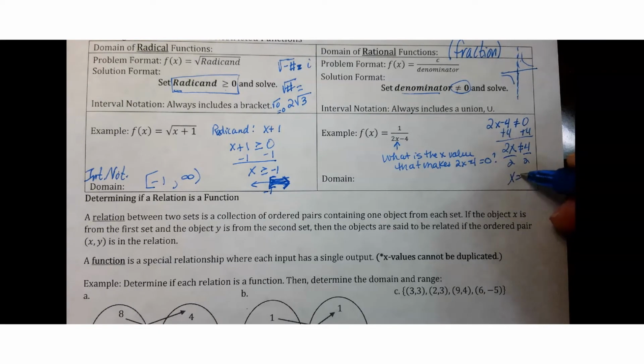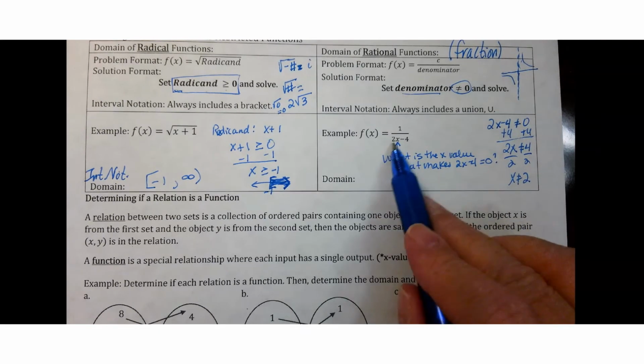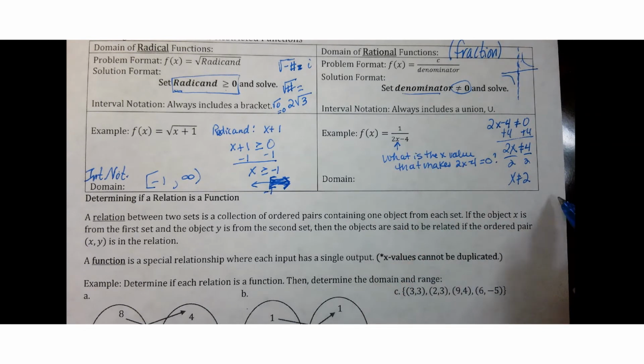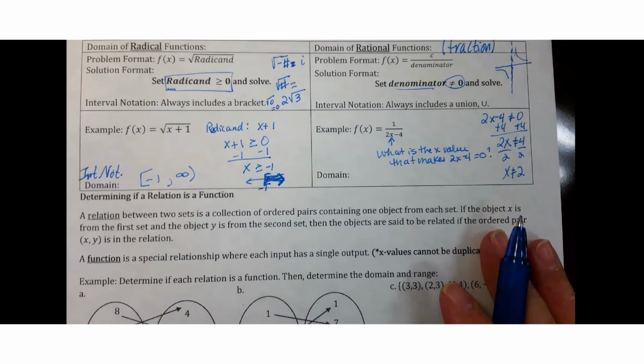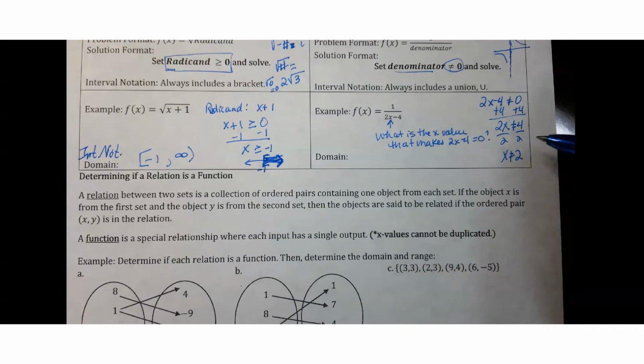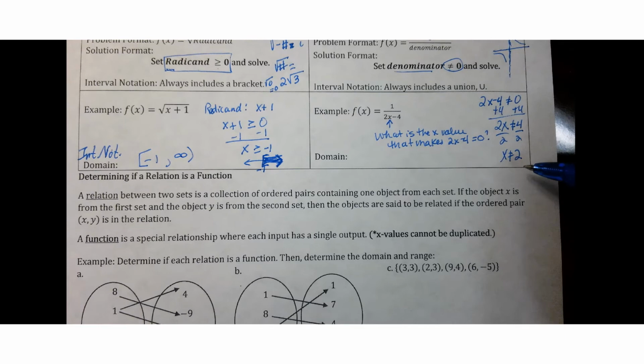So that x value is 2. So let's see if that makes sense. 2 times 2 is 4, 4 minus 4 is 0. So 2 is not a valid answer, as in it's not in the domain of the function. It is not in the domain of the function. This number is not included in all the available x's.